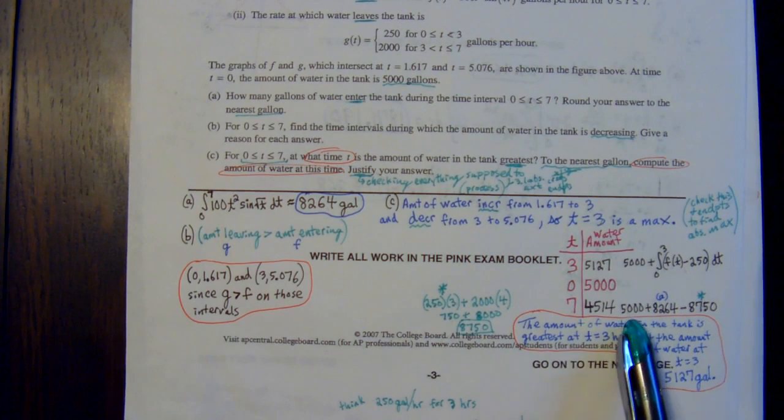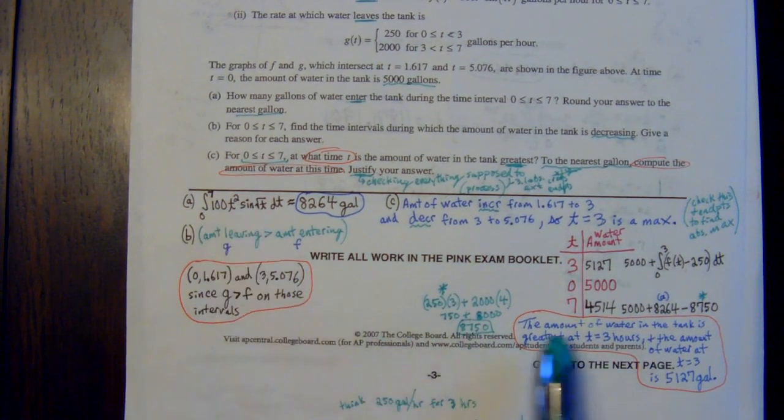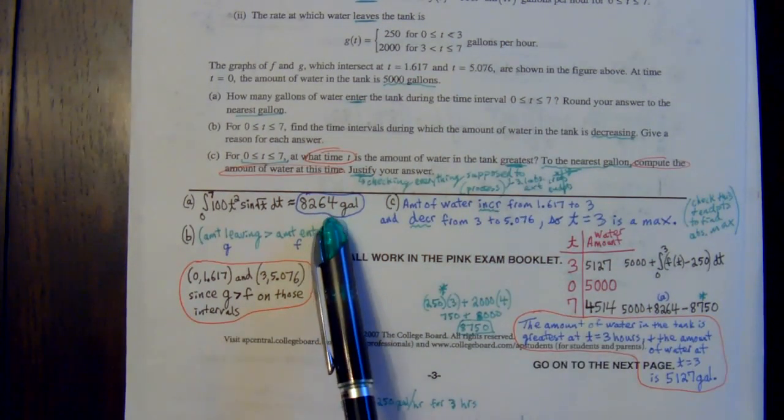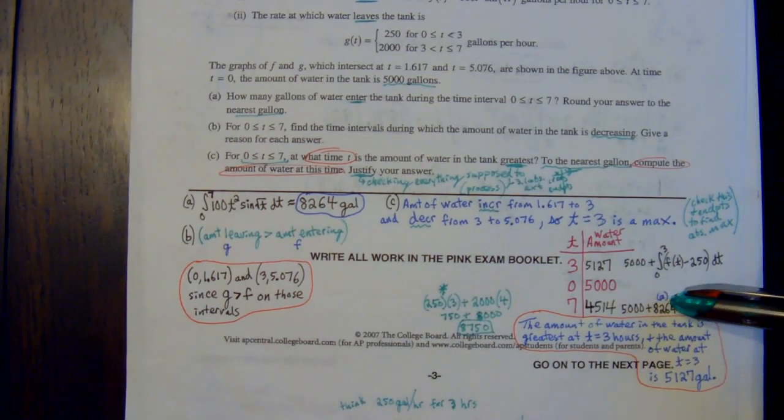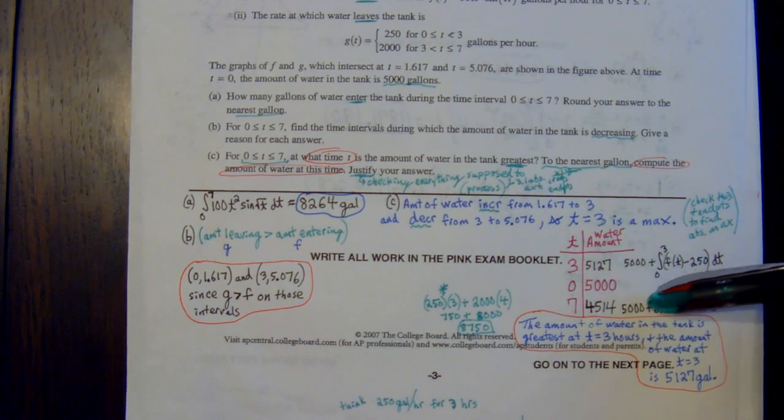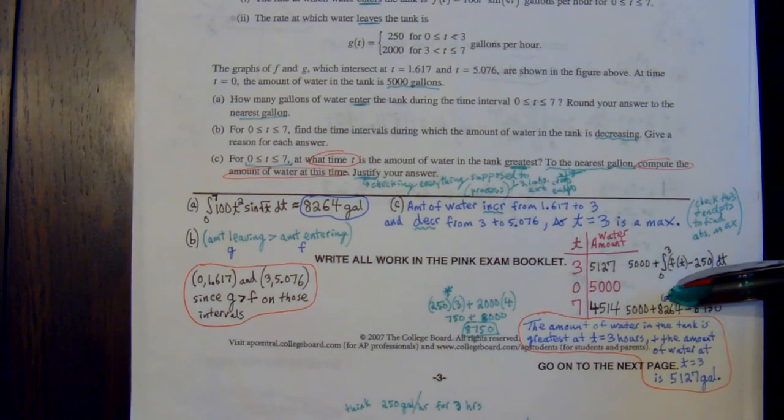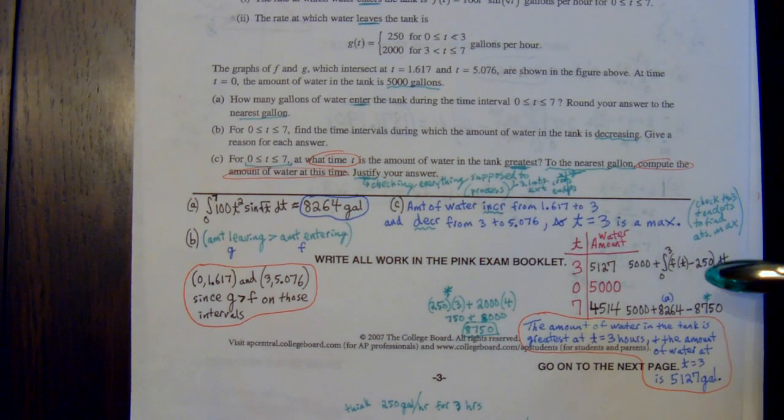So I said, okay, the initial amount we started with was 5,000. And then in part A, we already figured out in the first 7 hours, that's how much total water entered the tank. So I added that in. So far there's like 1,364 gallons of water into that tank, but also in those first 7 hours, water was leaving the tank that we need to subtract out.